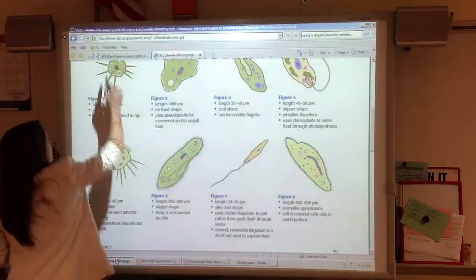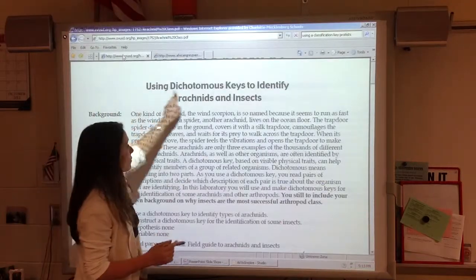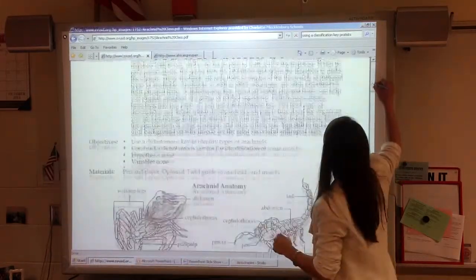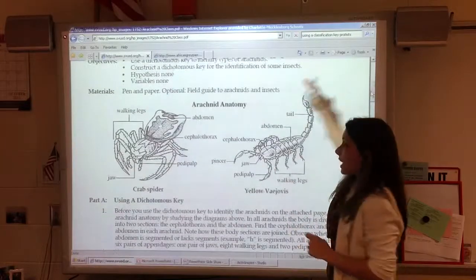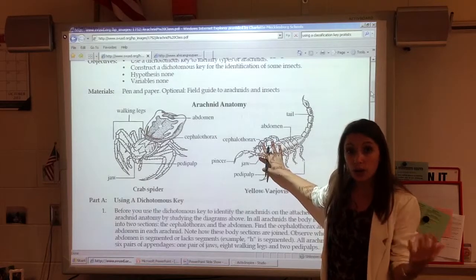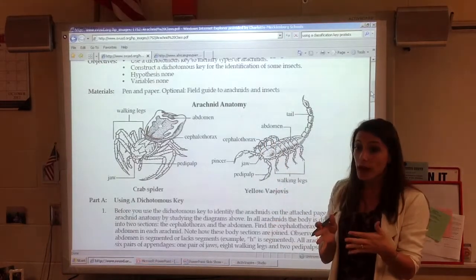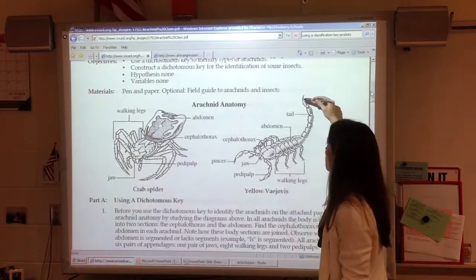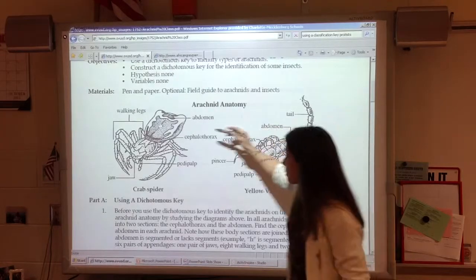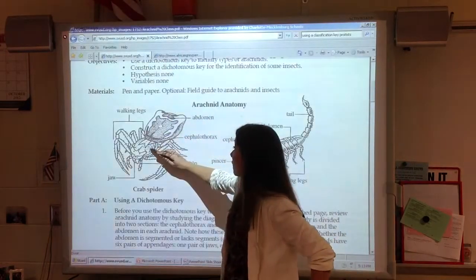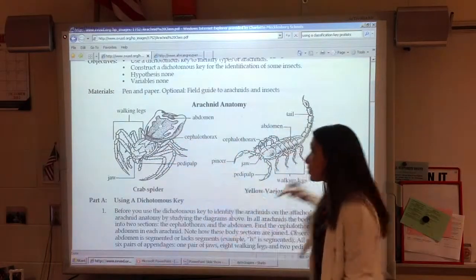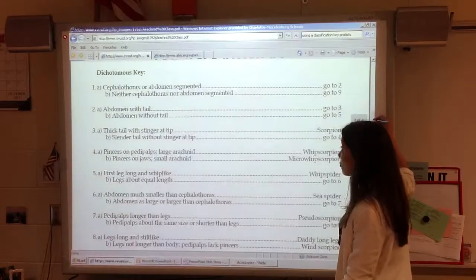So if you look at page 4O or P, you're going to use the dichotomous key to identify certain arachnids or insects. And it gives you a little bit of background information. So this is a little bit challenging. This is why I'm going to ask you to work in partners. I'm going to ask the front row to turn around and work with the back row and so on and so forth. Because you're going to have to kind of read a little bit about arachnid anatomy. So for example, this is the abdomen. This is the cephalothorax. And so you probably need a partner to help you kind of process all of this. And here's your dichotomous key.